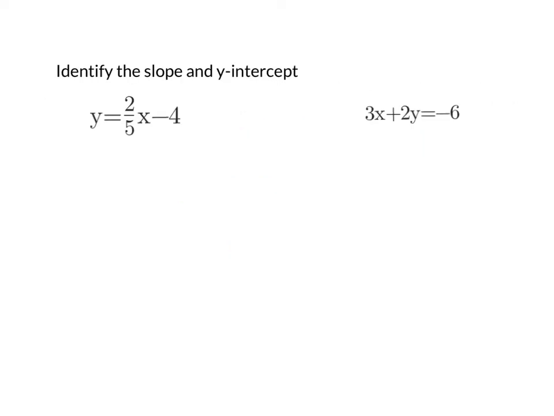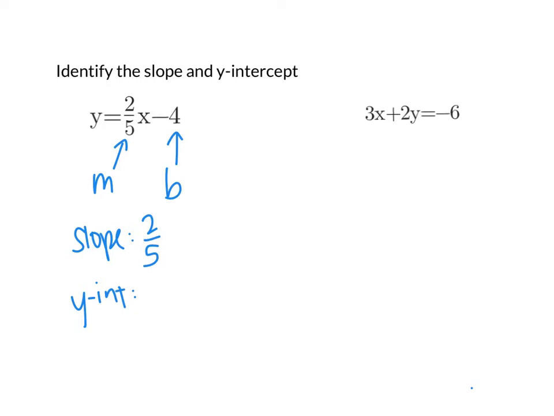Now we're going to look at identifying certain things when only given an equation. So looking at this first one, y equals 2 over 5x minus 4, I can tell right away this is in slope-intercept form, and it's easy for me to identify these things in slope-intercept form because it's just my m and b, right? So since this is in slope-intercept, this is my m and this is my b. So my slope is 2 over 5, and my y-intercept is -4. Okay, so slope-intercept form, super easy.